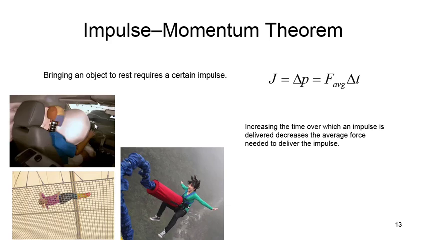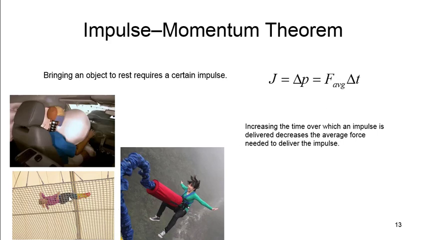Like if you hit something, eventually you're going to be coming to rest. So no matter what, you have a certain delta p, you're receiving a certain impulse. But what we can do is increase the time that it takes you to come to rest. And by increasing delta t, that decreases the force on your body. So the airbag allows you to come to rest over a longer period of time.